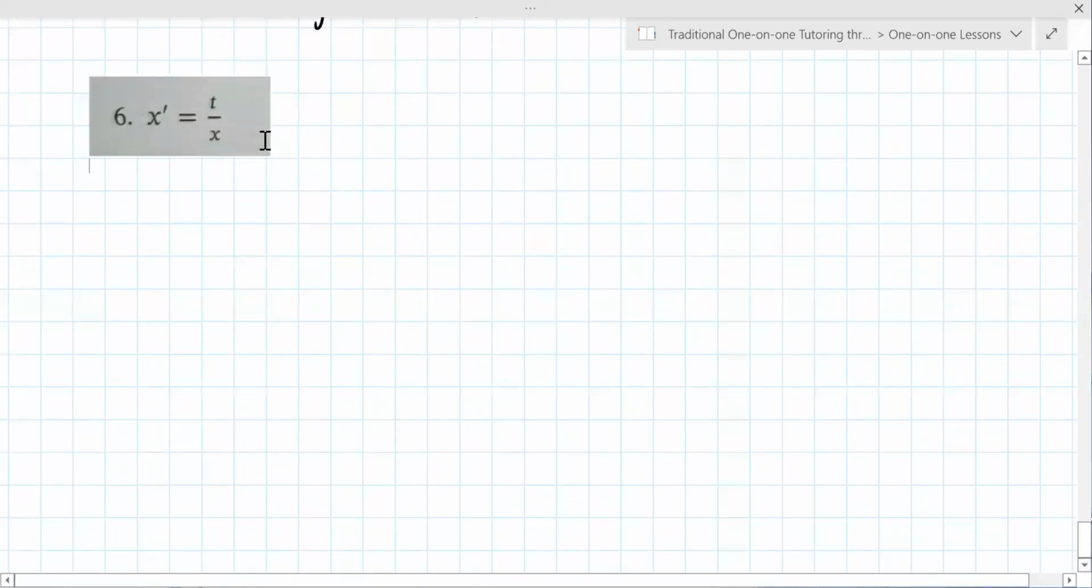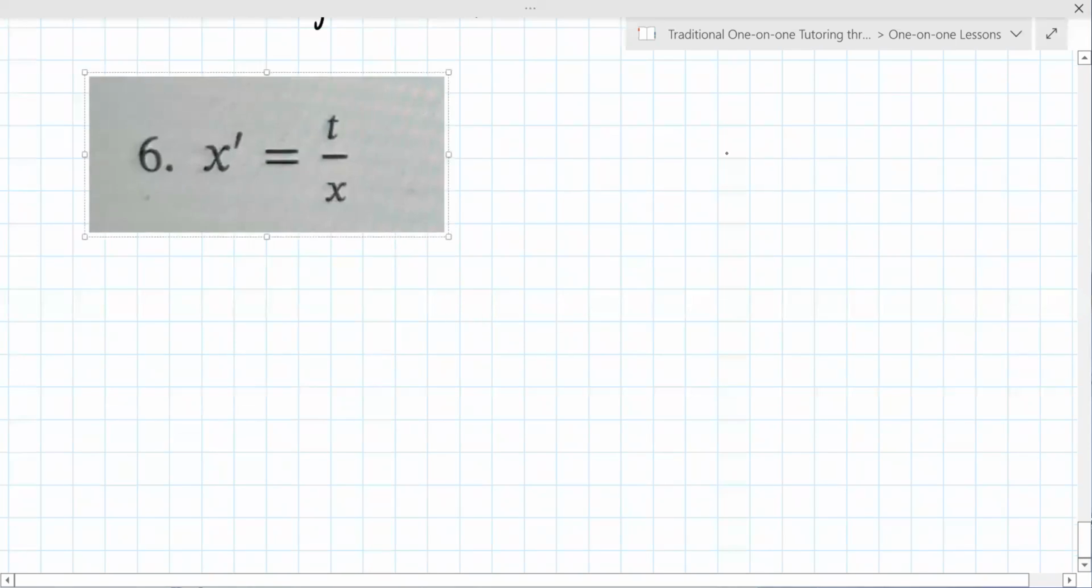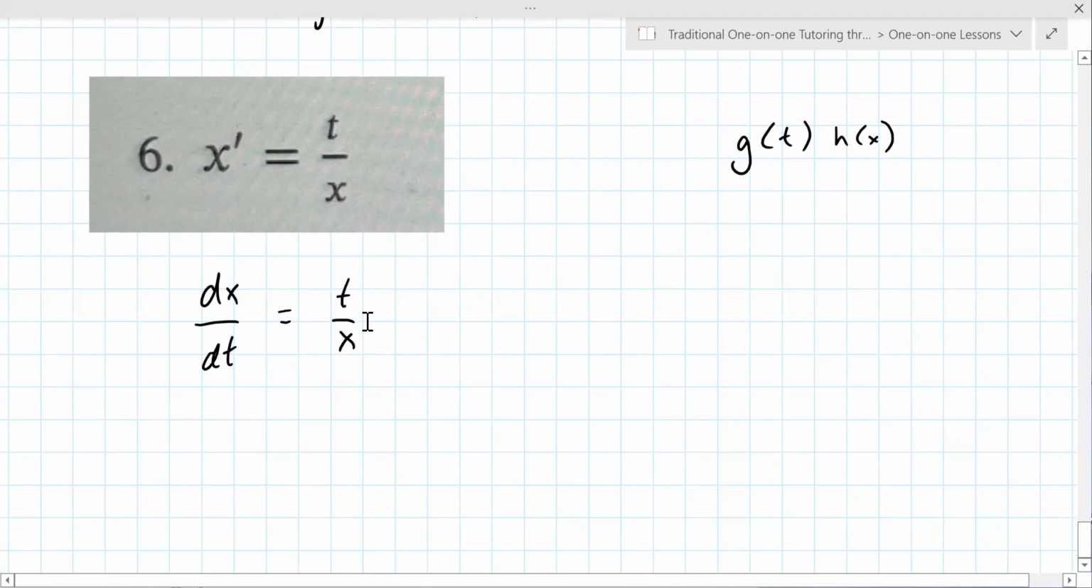My approach is not to write g of t h of x, but if you like that, we can do that. I look at it as I need to get the dt on the right and anything with an x on the left. So I'm going to move this x over by multiplying both sides by x and then multiplying both sides by dt. If you don't like that, we can do it the g of t h of x way. What would you like to do? I like the g of t h of x better. Okay, so the g of t is t and h of x is 1 over x.